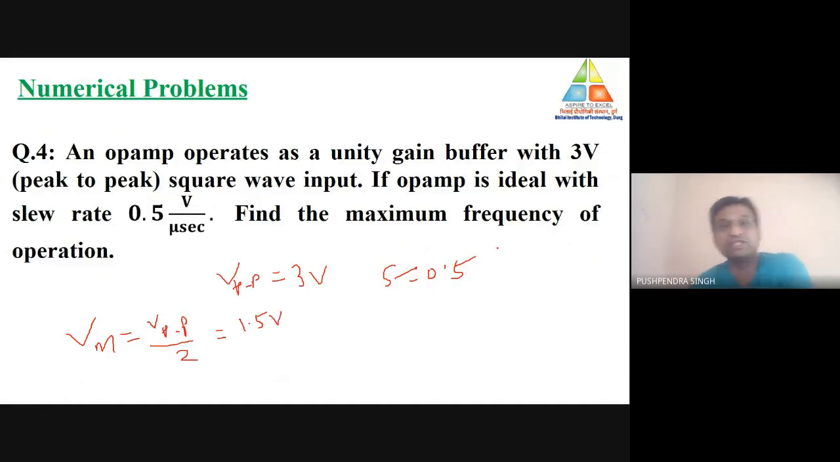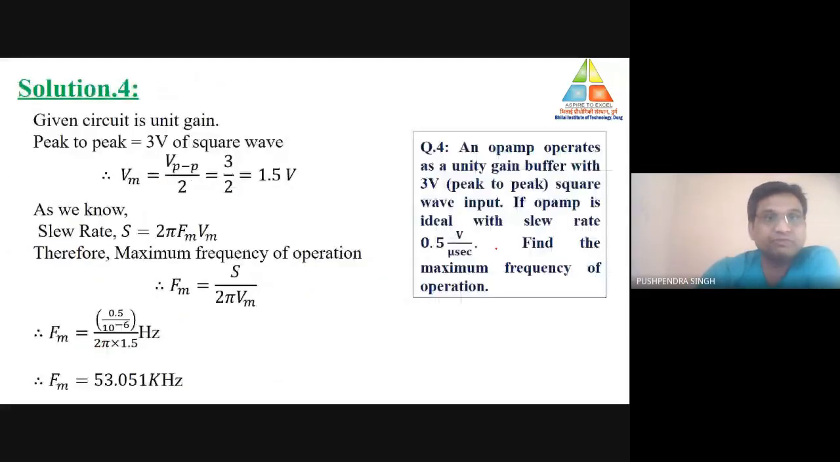And now the question is simple. So easily calculate the value of maximum frequency. So this is how peak to peak voltage is given as 3 volt of square wave. Now what is Vm? Vm is nothing but peak to peak voltage divided by 2. So from there, Vm is equal to 1.5 volt.